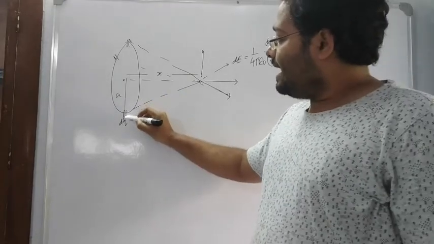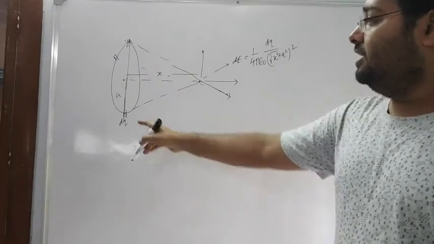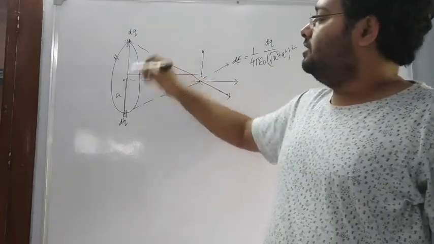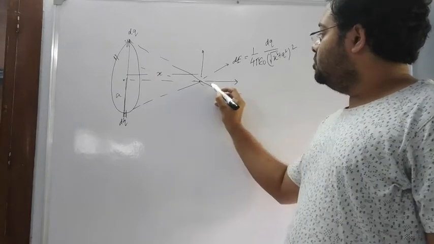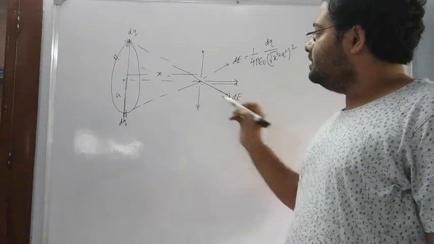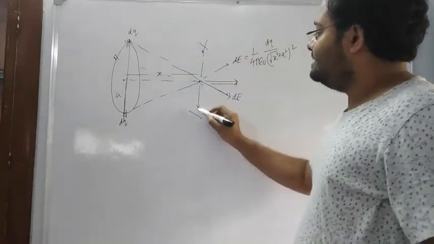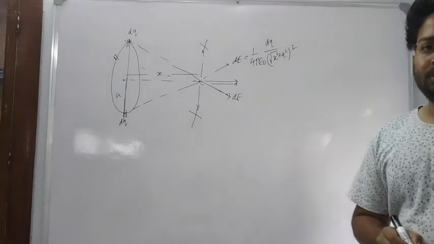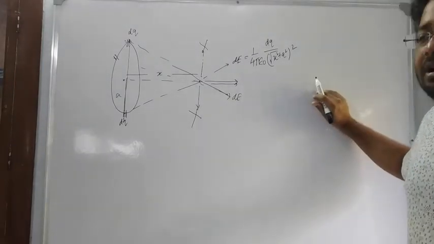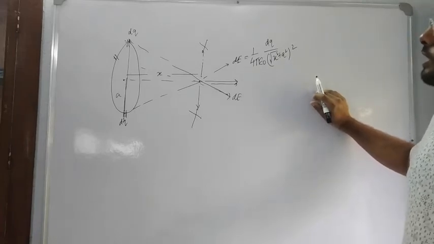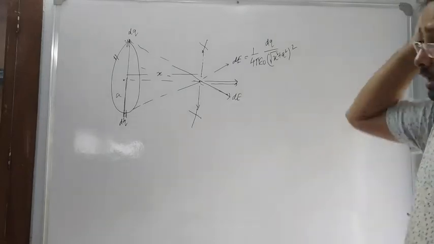And if you take another small part diametrically opposite to this dq, say here is another dq just like that, it will produce another dE which will have components in these directions, and you can see these two components are being cancelled out. So electric field at any point on the axis of a charged ring is only along the axis of the ring. Okay.